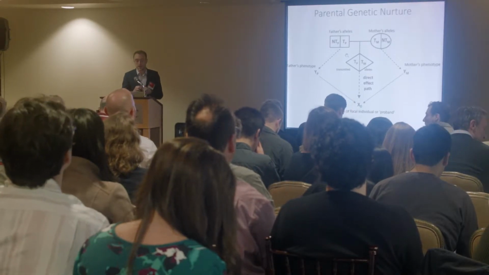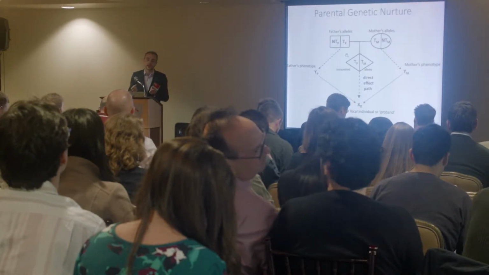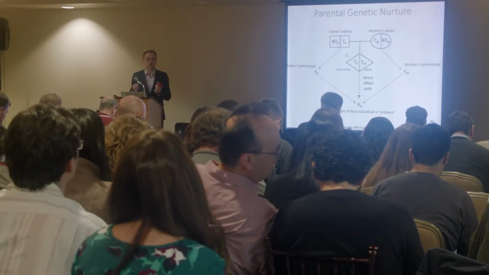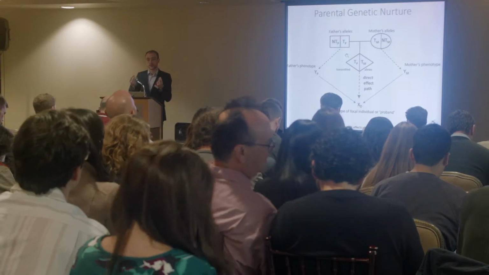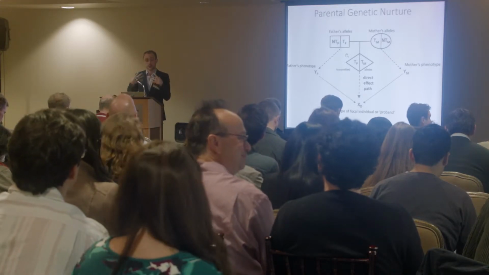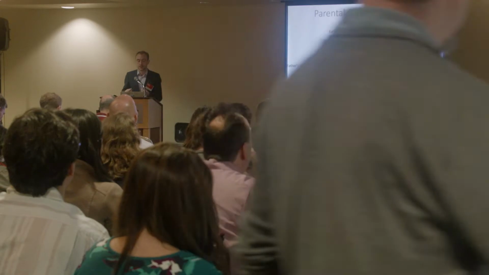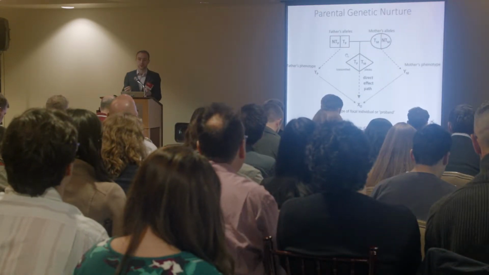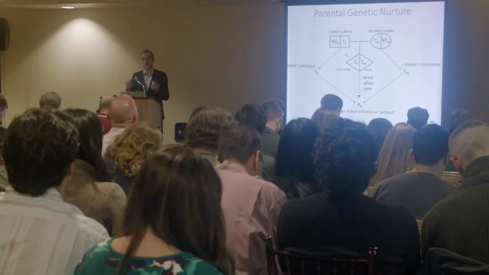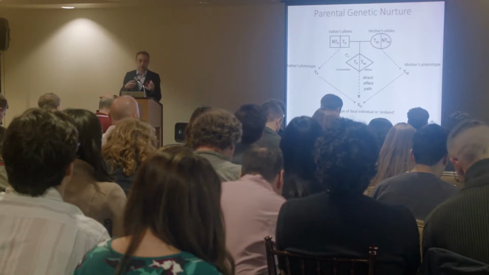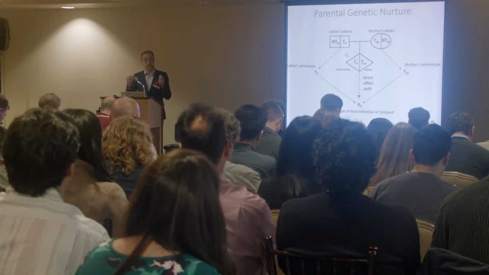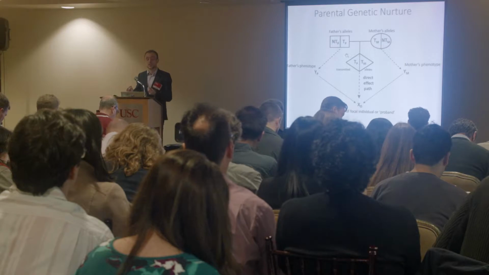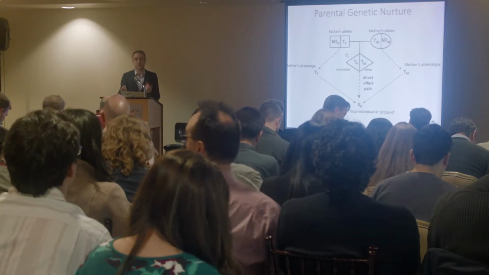So the primary form of genetic nurture that we've been investigating is parental genetic nurture. So this is when the genotypes of the parents are influencing their offspring through the environment. And genetic nurture is a special case of a more general kind of effect called an indirect genetic effect. So these have been studied in animal breeding, but I think in human genetics, their influence and the consequences they have for both association studies and heritability have been underappreciated.